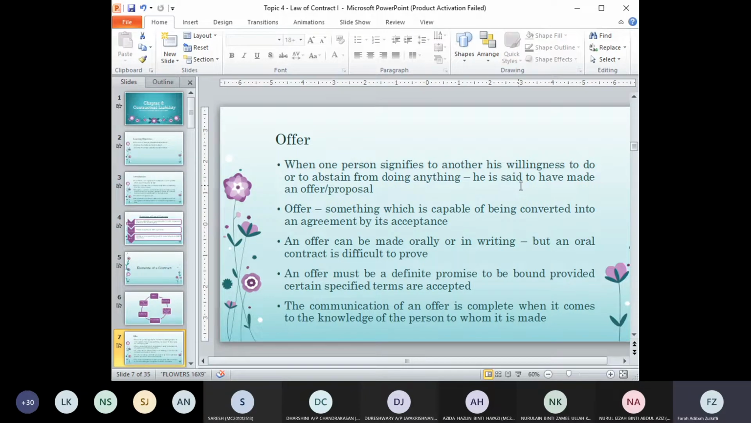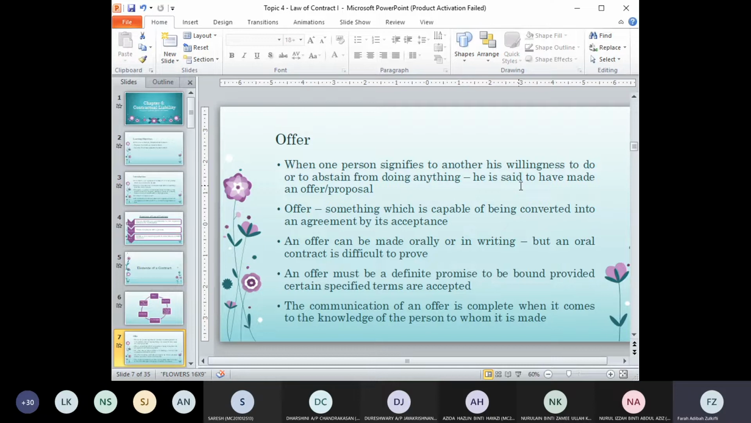Okay. So an offer can be made orally or in writing. So under our Contracts Act, it doesn't specify that a contract must be made in writing. So you can make an offer orally. So a contract can be fully unwritten. So it can be an oral contract. But the only problem with oral contract is it is difficult to prove, because an oral contract is not written, so it is not in writing. So it will be a little bit difficult to prove to the court.